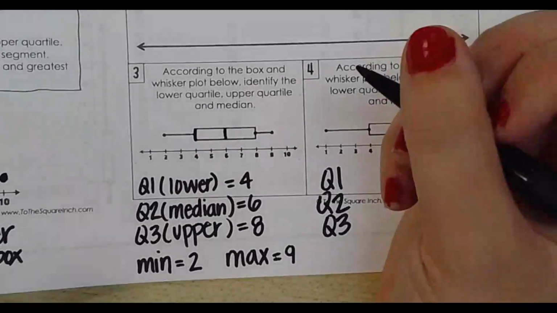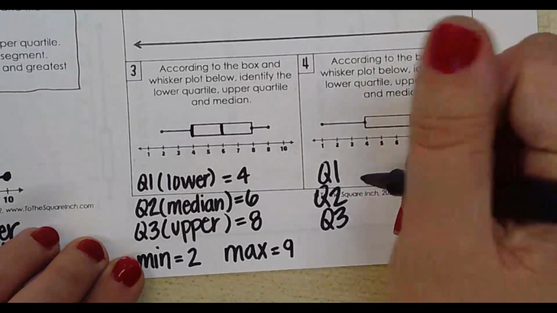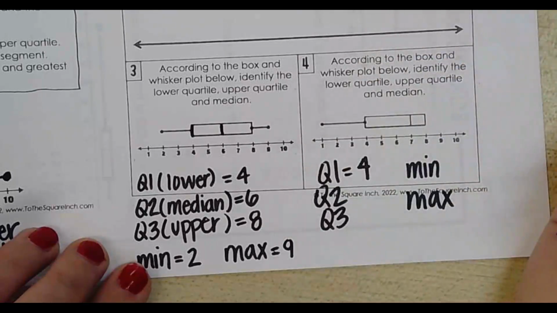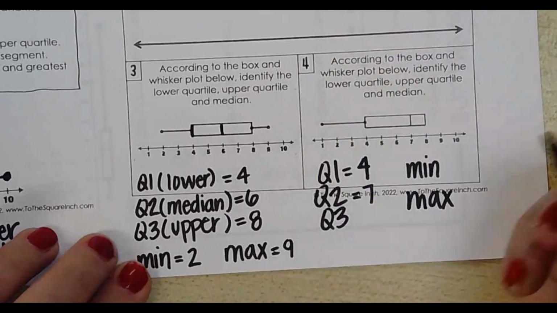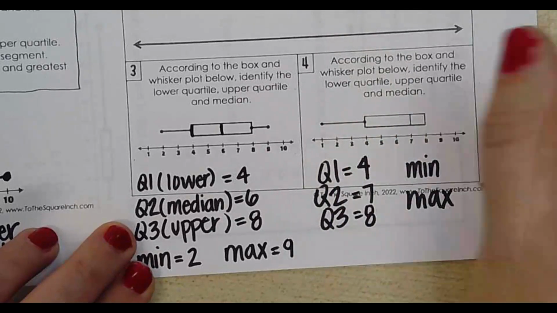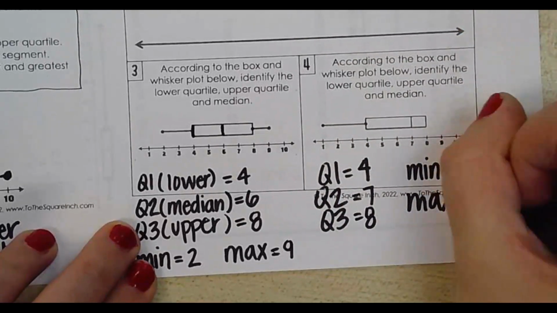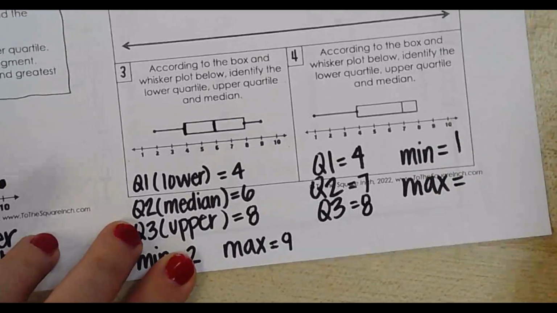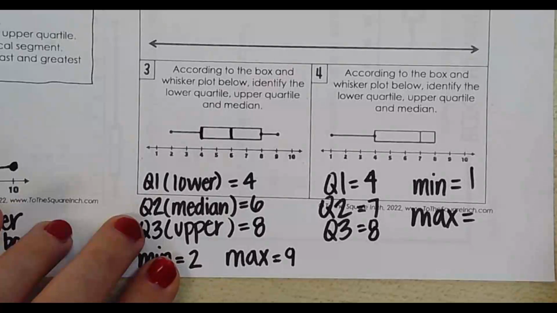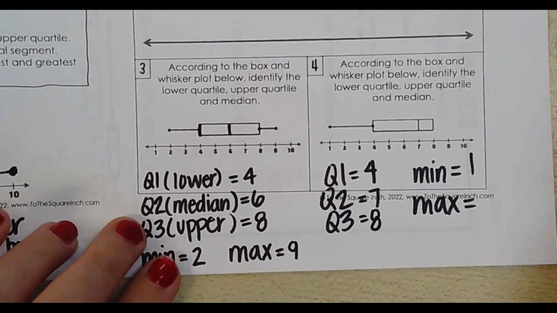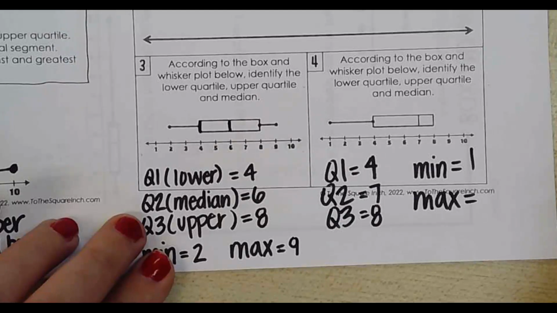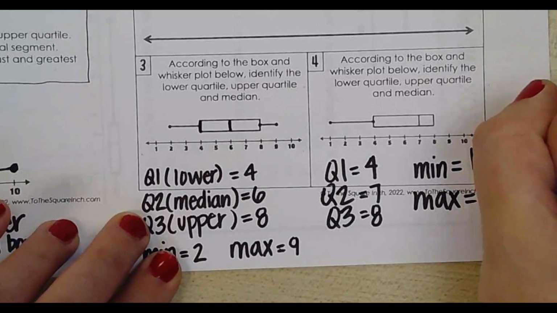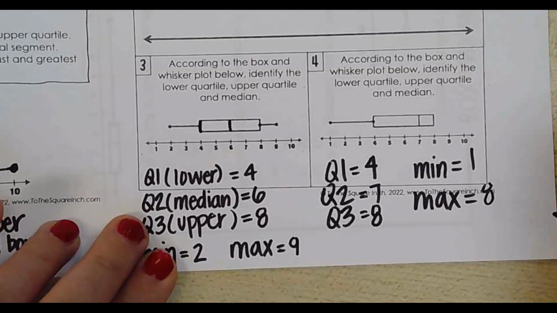What's Q1? 4. Q2? 7. Q3? 8. Min? 1. Max? 10. All right, class to class. 10 is the end of the number line. Do we see a whisker on that side? No, but what would the maximum of the data set be? 8. And why do you think it's the end of the box, and it might be the whisker? It is the whisker as well.